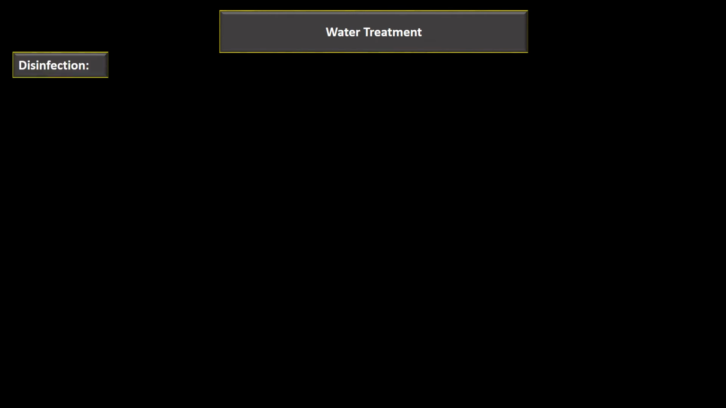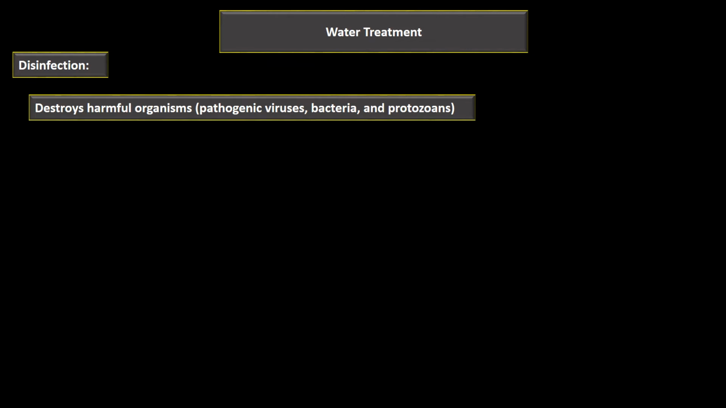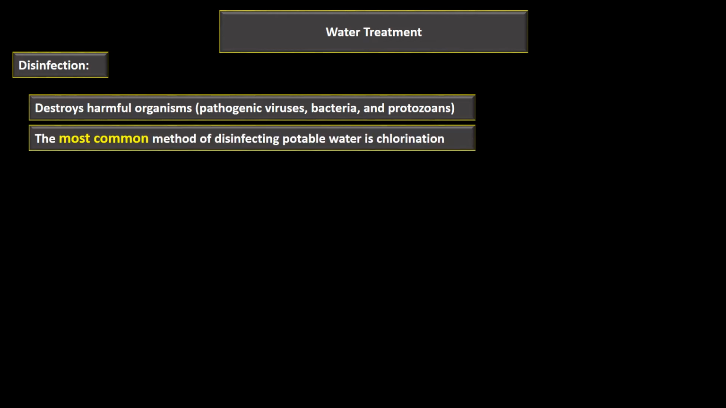All right, so moving on to disinfection. This is how we destroy harmful organisms like pathogenic viruses, bacteria, and protozoans. The most common method of disinfecting potable water is chlorination.